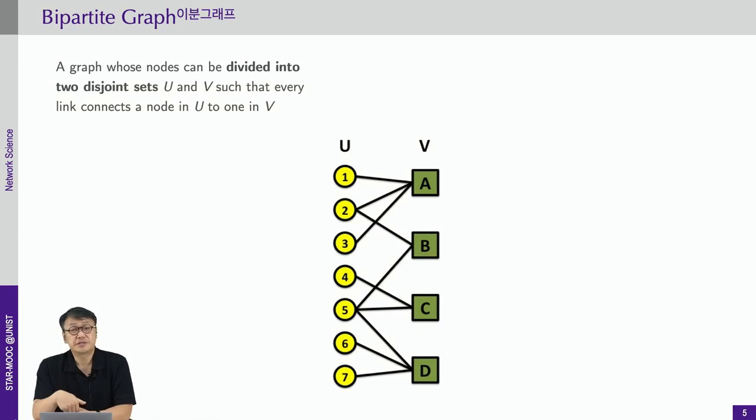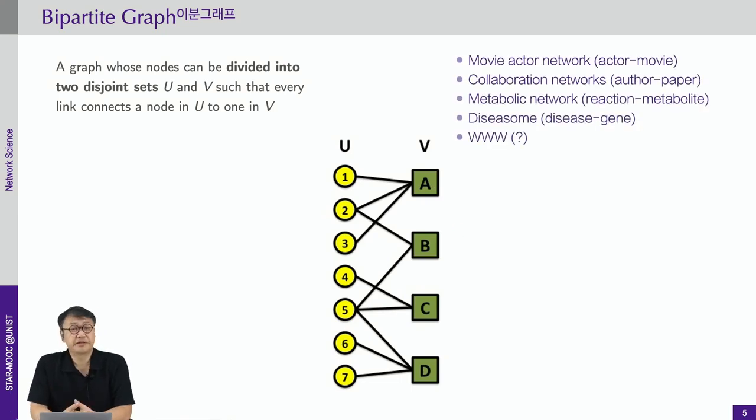As you see in this sample graph, a bipartite graph is composed of 2 disjoint sets of nodes, yellow circles and olive green squares. And there's no edge between the same kind of nodes, right? There are no edges between yellow circles or between green squares.